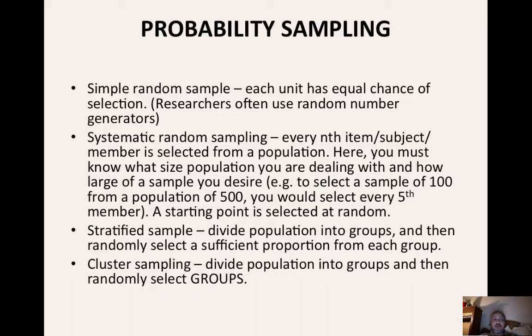So let's say you know that there are 7,000 UNA students, and let's say you want to survey 500 students. Then you could select, I guess that would be every 14th UNA student, basically. Okay. So you have simple random sampling, systematic random sampling. You also have stratified sampling. This is where you divide the population into groups, and then you randomly select a sufficient proportion from each group.